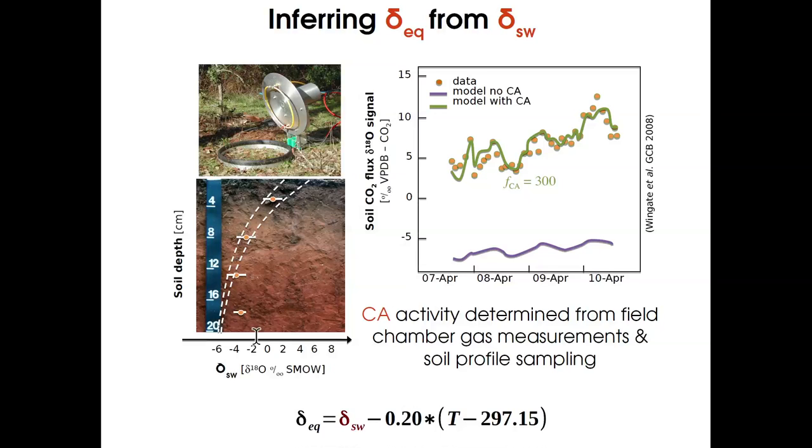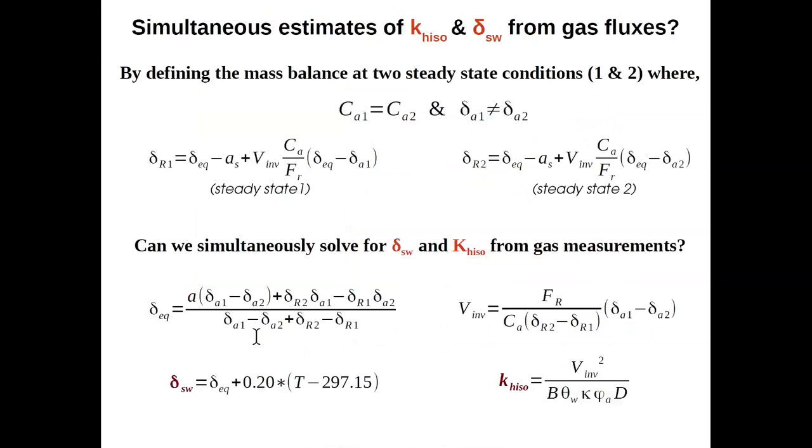Again, another problem. Firstly, we get strong gradients in the O18 composition due to evaporation at the surface of soils, and we don't have any a priori information telling us at what resolution to sample. And secondly, if anyone's ever actually tried to extract a complete water sample from soil, it's really difficult. You have fractionation. It's a pain.